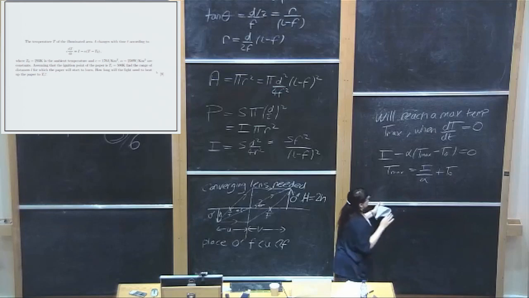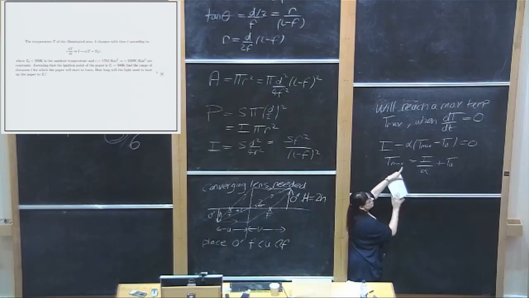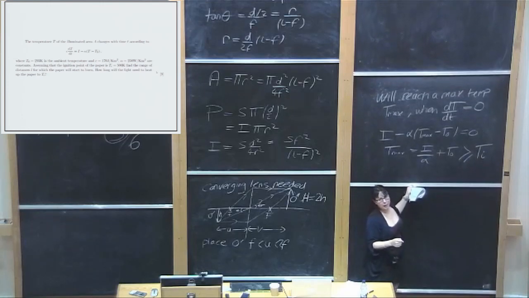Let me pause here and explain what I'm doing. This paper will heat up and achieve a maximum temperature when dT by dt is 0. And what we're saying is that if that T max is greater than the ignition temperature, then the paper is going to burn.